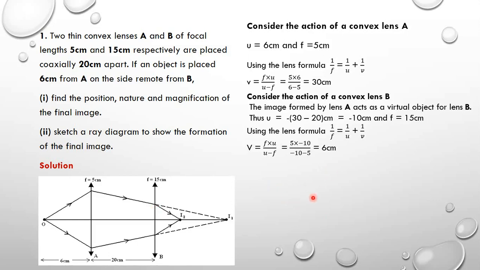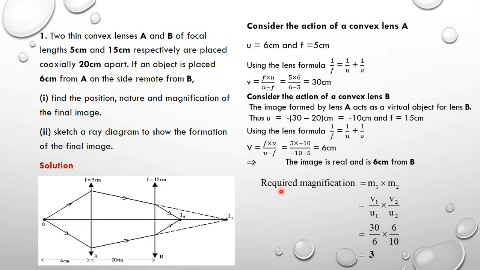And the magnification, we shall get the magnification of the first lens and the magnification of the second lens, that is M1 times M2, which will give us 30 divided by 6, times 6 divided by 10. Remember the image distance was 30 divided by 6, and then for this one it is 6 divided by the object distance, which is 10. And that will be 30 over 6 times 6 over 10, which will give us 3. So the magnification is going to be 3.